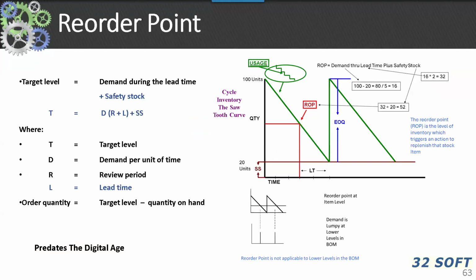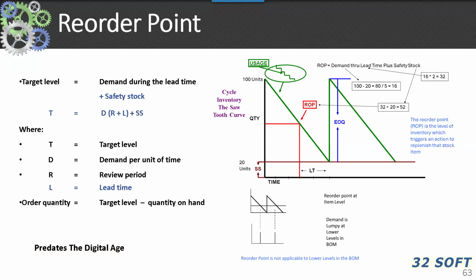MRP is not the only scheduling tool for manufacturing. It's most common, but not the only one. Let's consider a couple more. Reorder point, sometimes called the sawtooth curve. This is defined as the demand through lead time plus safety stock. We talked about safety stock.